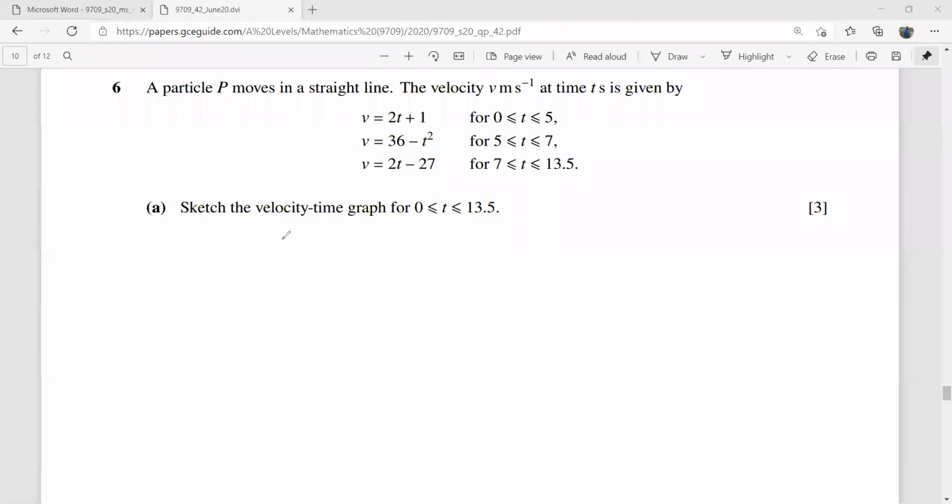So let's do this last question of the paper. It says a particle P moves in a straight line. The velocity V at time t is given by this. Also, you have these expressions for the velocity in terms of t.